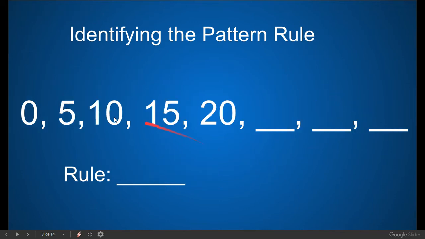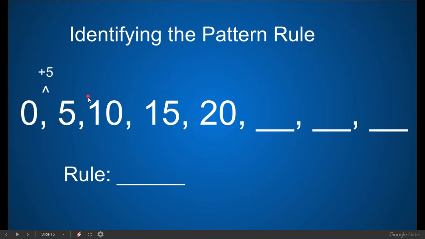Another example here is I have 0, 5, 10, 15, 20. Once again, a pattern is when something repeats over and over. And to figure out the rule of that pattern, I need to figure out what happens to each and every number. Now I see that my numbers are getting bigger, getting larger. So that means I'm either adding or I'm multiplying. So to go from 0 to 5, if I multiply anything by 0, it's going to equal 0, so I know it can't be multiplied, it's going to be add something. So if I add 5 onto 0, I end up at 5.